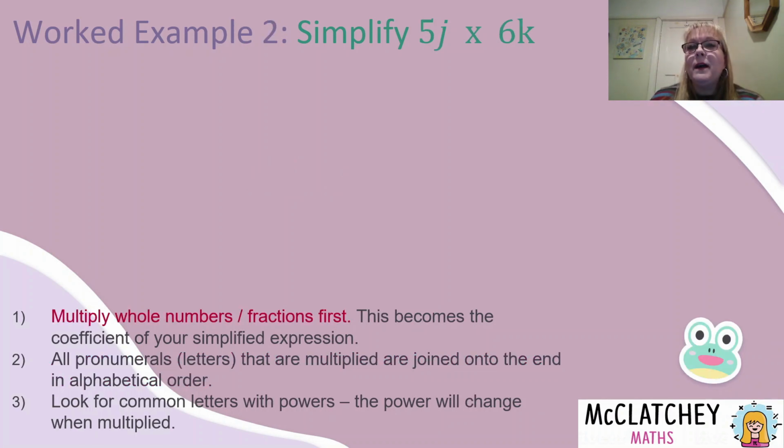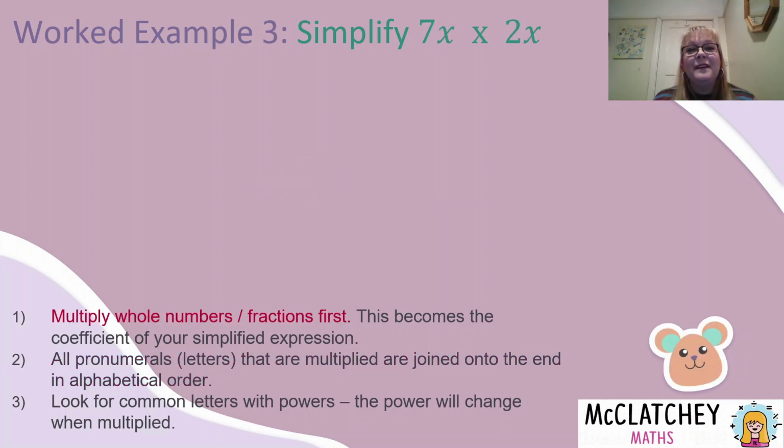5j multiplied by 6k. The only difficulty that's changed in this question is that we've got 2 different letters instead of just one this time. So once again, we follow our rule. The 5 times the 6 makes 30. And then our second part is those two letters, the J and the K, are going to just simply join onto the end as a J and then a K in alphabetical order.